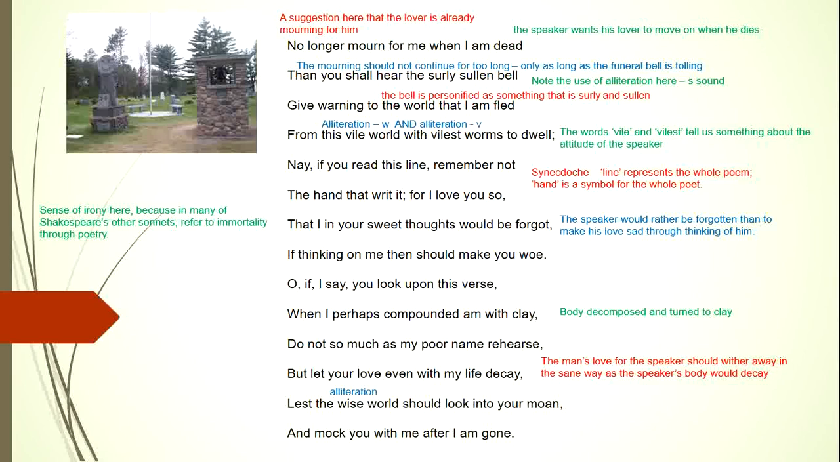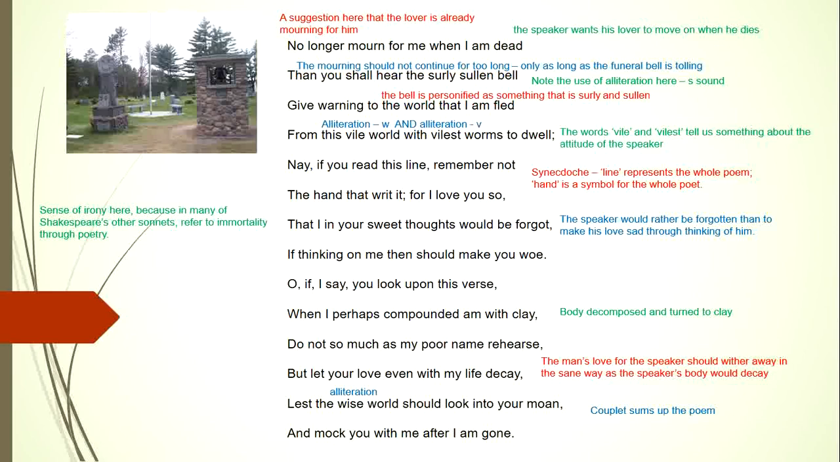Now I already talked about the vile world and about how the speaker possibly sees the world he lives in as being vile. Here it would be the rest of the world that see themselves as wise, looking at the sorrow of the speaker's lover. And when it looks at the sorrow of the speaker's lover and the fact that the speaker's lover still mourns for the speaker once he's dead, then there's the possibility that they will mock you with me after I'm gone. In other words, they will tease him, mock him, berate him with the speaker after he's gone. In other words, mock him for still mourning with the speaker.